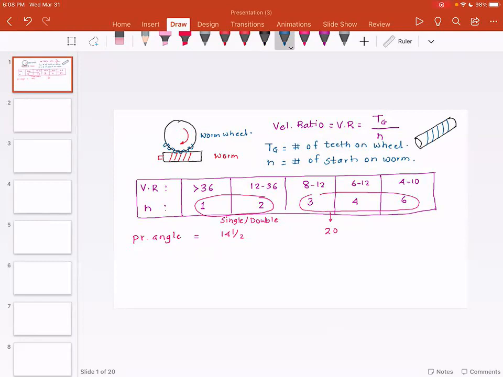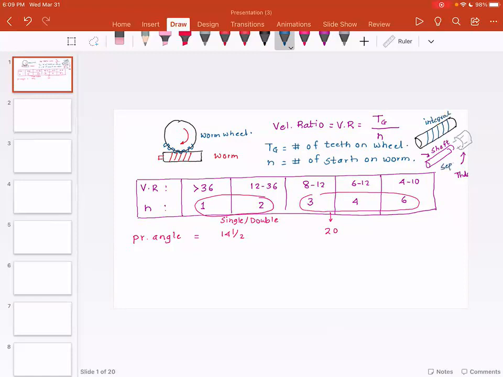Now, there is another way this is done. In certain cases, you want the worm to be made of a different material. Then you have a shaft, and you basically press fit or interference fit, some type of fit depending upon the application, and you have the worm, the threads, and you have the shaft. So this is called integral, and this is called separate.